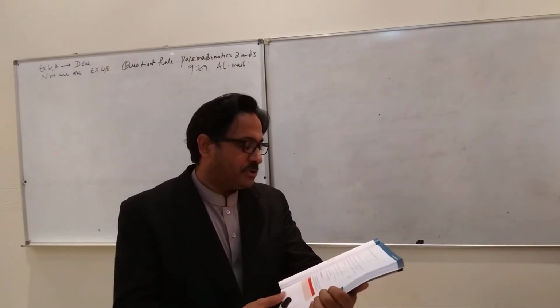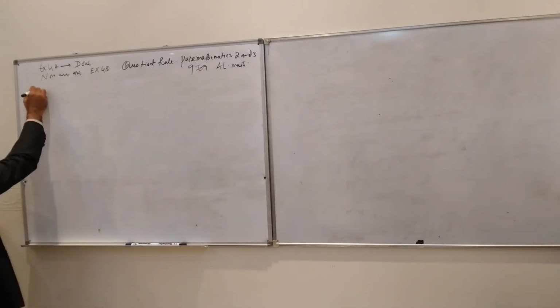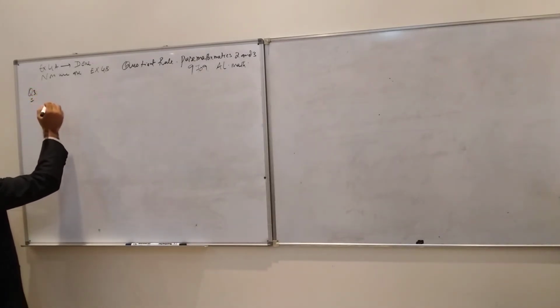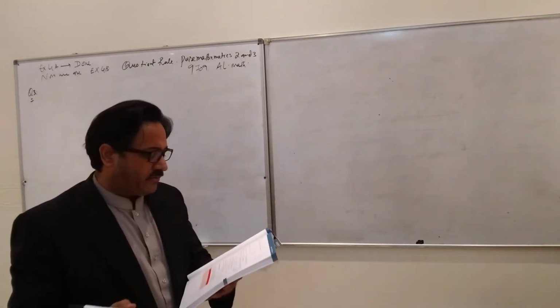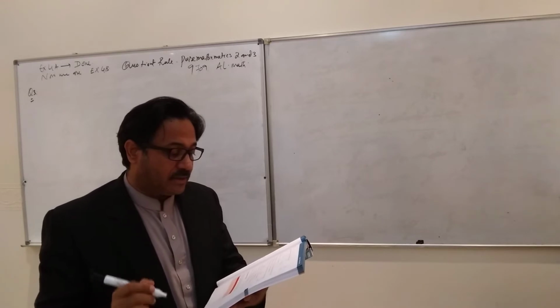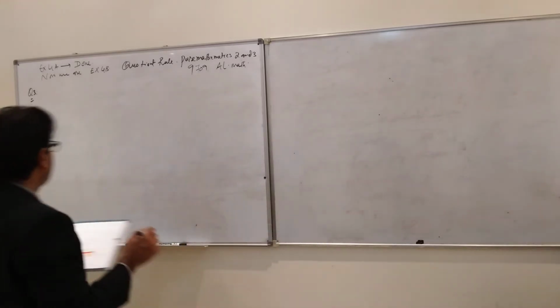Okay, now I'm doing question number 3. The same exercise, a very good question. Question number 3 says find the coordinates of the points on the curve where the tangent is parallel to the x-axis. That's a very good question.